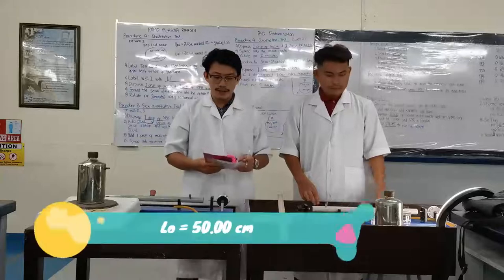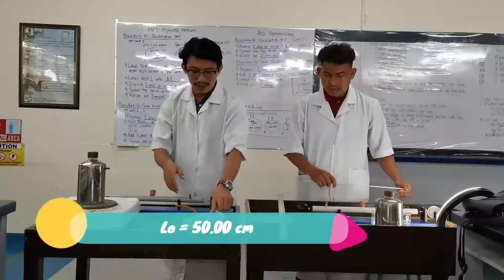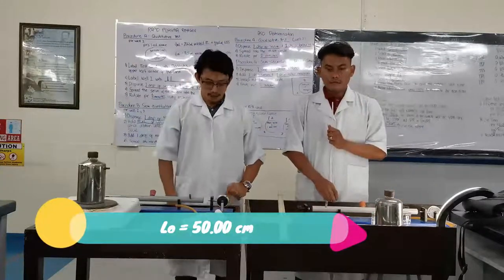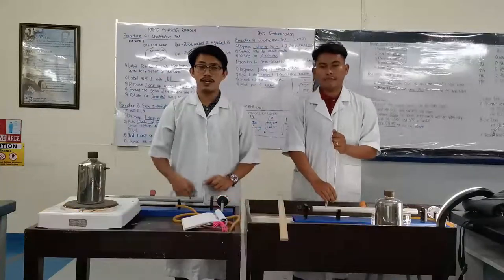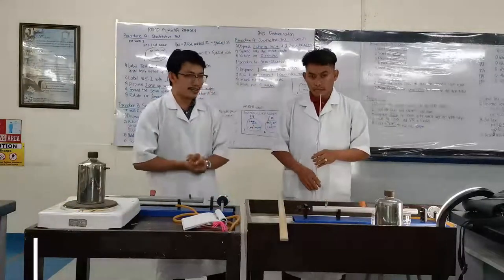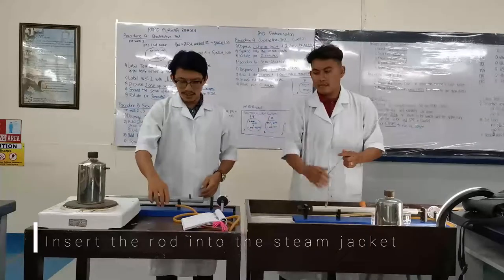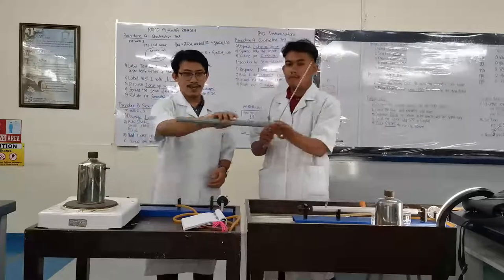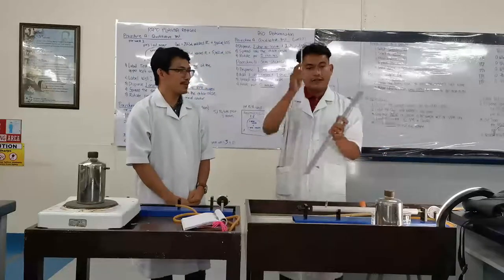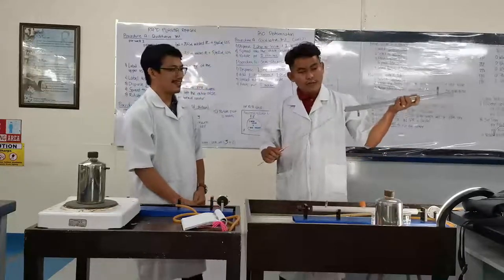So we already have the initial length of our rod, which is 50.00 centimeters. The next step is to insert the rod into the steam jacket. Here is the steam jacket. So this is where I insert it.